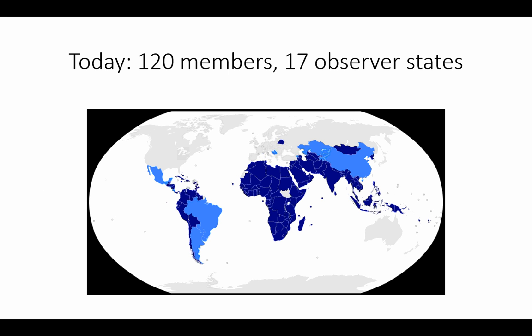Now today, this movement has grown. There are now 120 members plus 17 observer states of this non-alignment movement. And you can see which parts of the world are mostly a part of it, right? It's the global south, the parts of the world that are developing today, who were not allies of either side in the Cold War. They were not allied with the States or with the USSR in many cases.